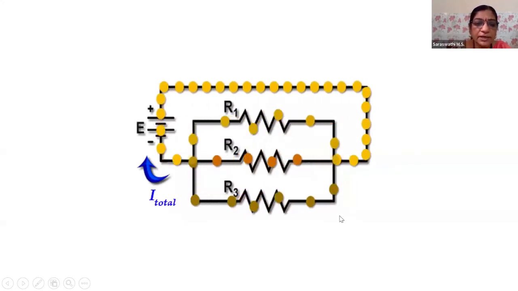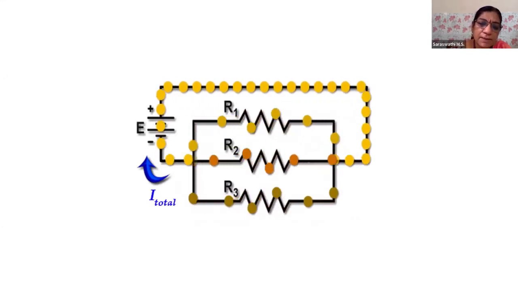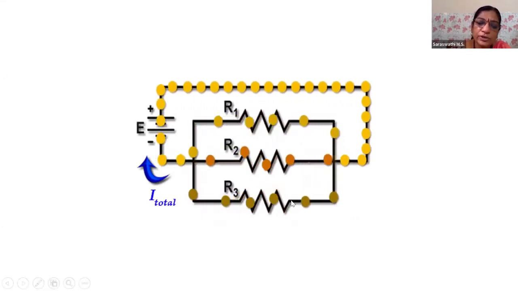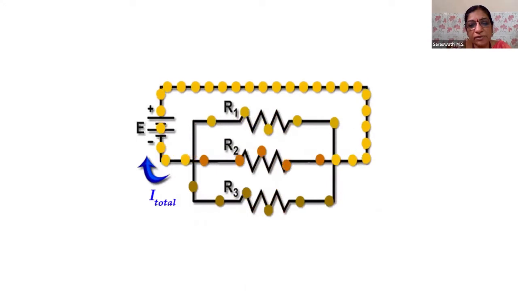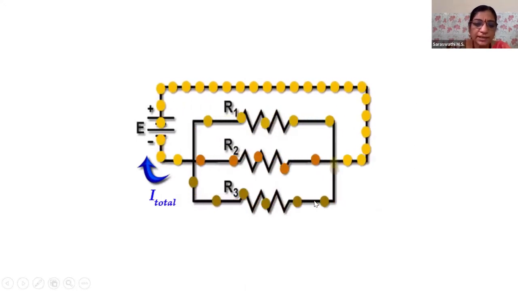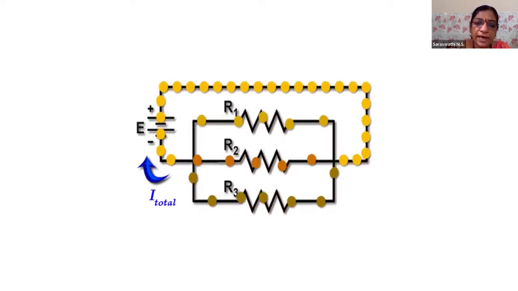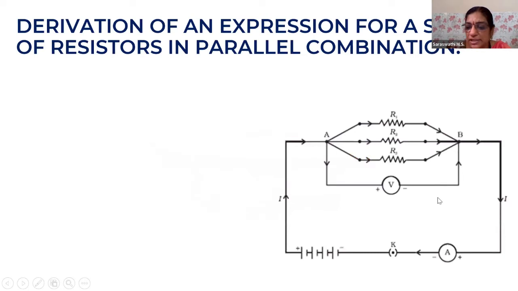Okay, so the total current in the circuit will be the sum of the individual currents flowing through each of the resistors. So if I1 is the current flowing through R1, I2 is the current flowing through R2, and I3 is the current flowing through R3, then I total will be I1 plus I2 plus I3. So now let us derive an expression for resistors in parallel combination.